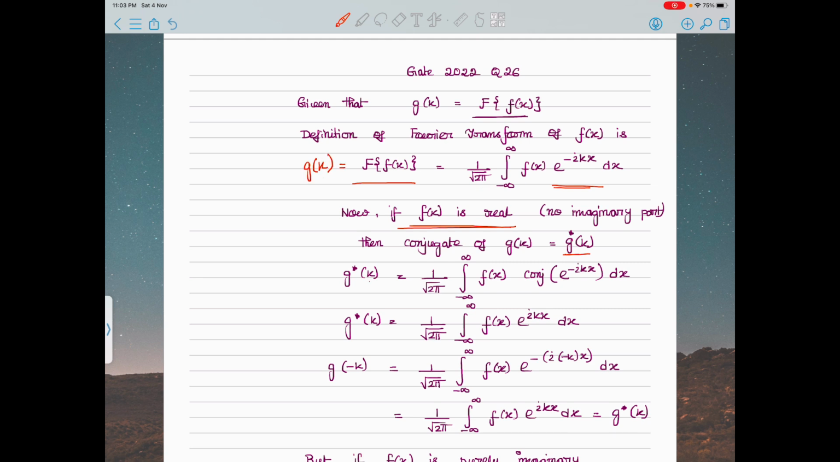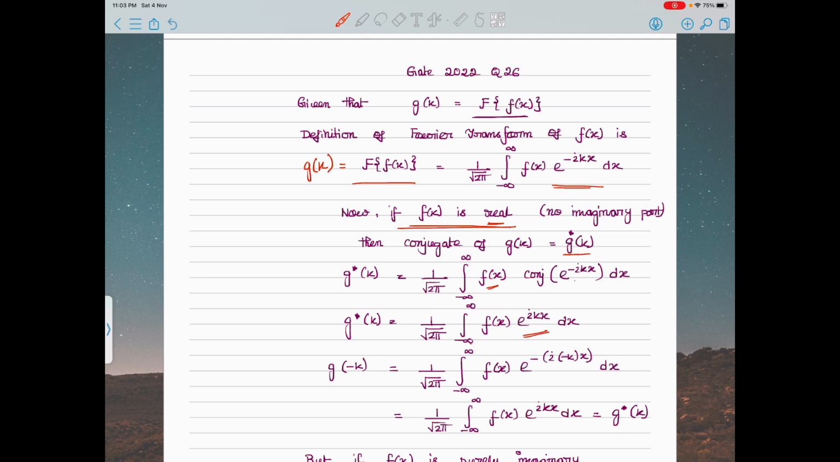So g star k will be therefore 1 upon root 2 pi, integral from minus infinity to infinity. If you take the conjugate, because the star is nothing but the conjugate, of f(x), since f(x) is the real function, the conjugate of f(x) is also equal to f(x). But the conjugate of e to the power minus iota kx is nothing but e to the power iota kx. Therefore, g star of k is 1 upon root 2 pi, integral from minus infinity to infinity, and f(x) remains as it is because it's a real function. If we take the conjugate of a real function, it will be the same real function.